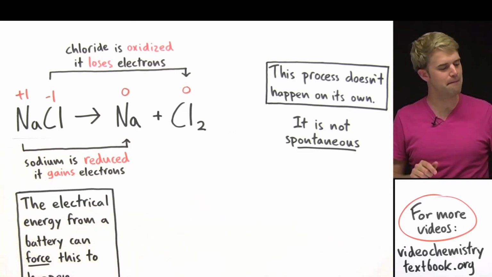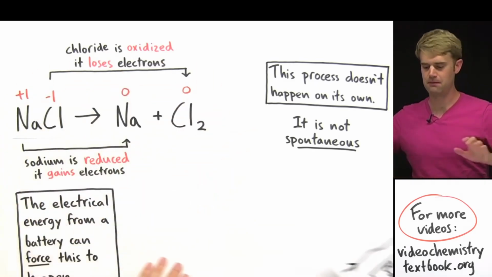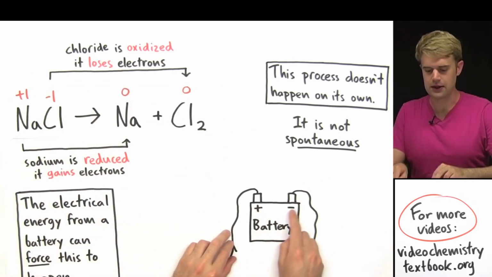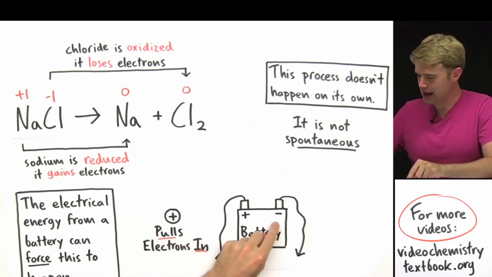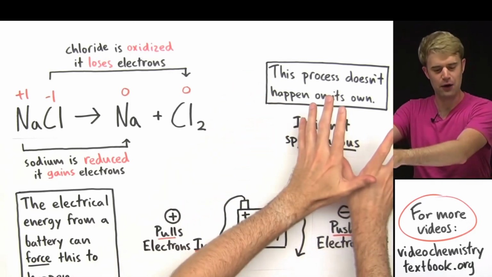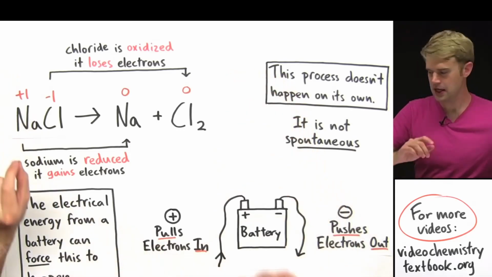The electrical energy from a battery can force this process to happen. So here's our battery, and a battery has these two sides, the positive and negative. The positive side of the battery pulls electrons in, and the negative side of the battery pushes electrons out. So these two things can force this process to happen.